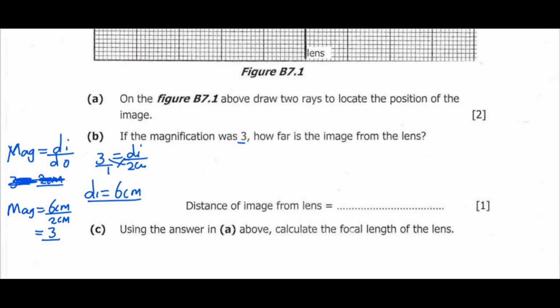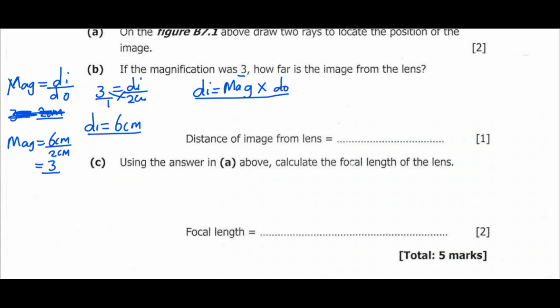So the easiest point is, if you are finding the distance of an image given the distance of an object and magnification, the formula is you just have to multiply the given magnification by the distance of the object. Then let's look at this point here. Using the answer in A above, calculate the focal length of the lens.